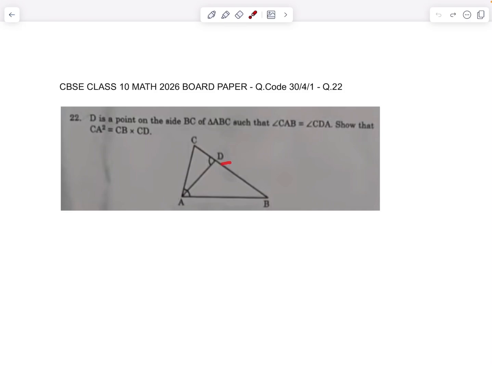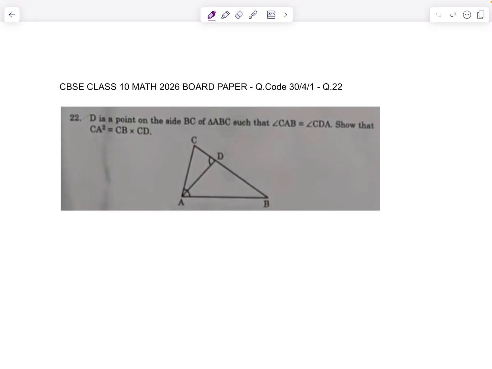The question goes like this. D is a point on the side BC of triangle ABC such that angle CAB, that is this angle, is equal to angle CDA, this angle. Show that CA square is equal to CB into CD.